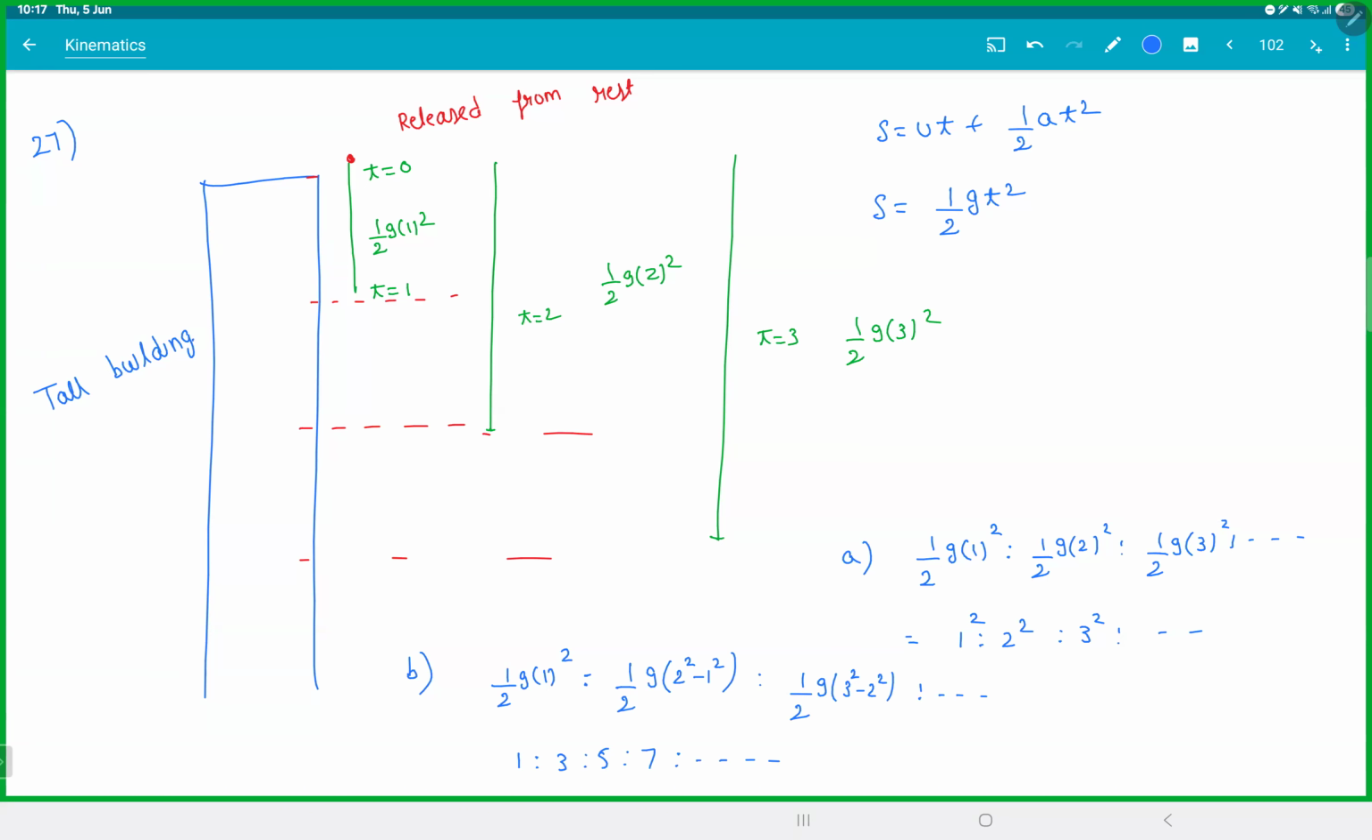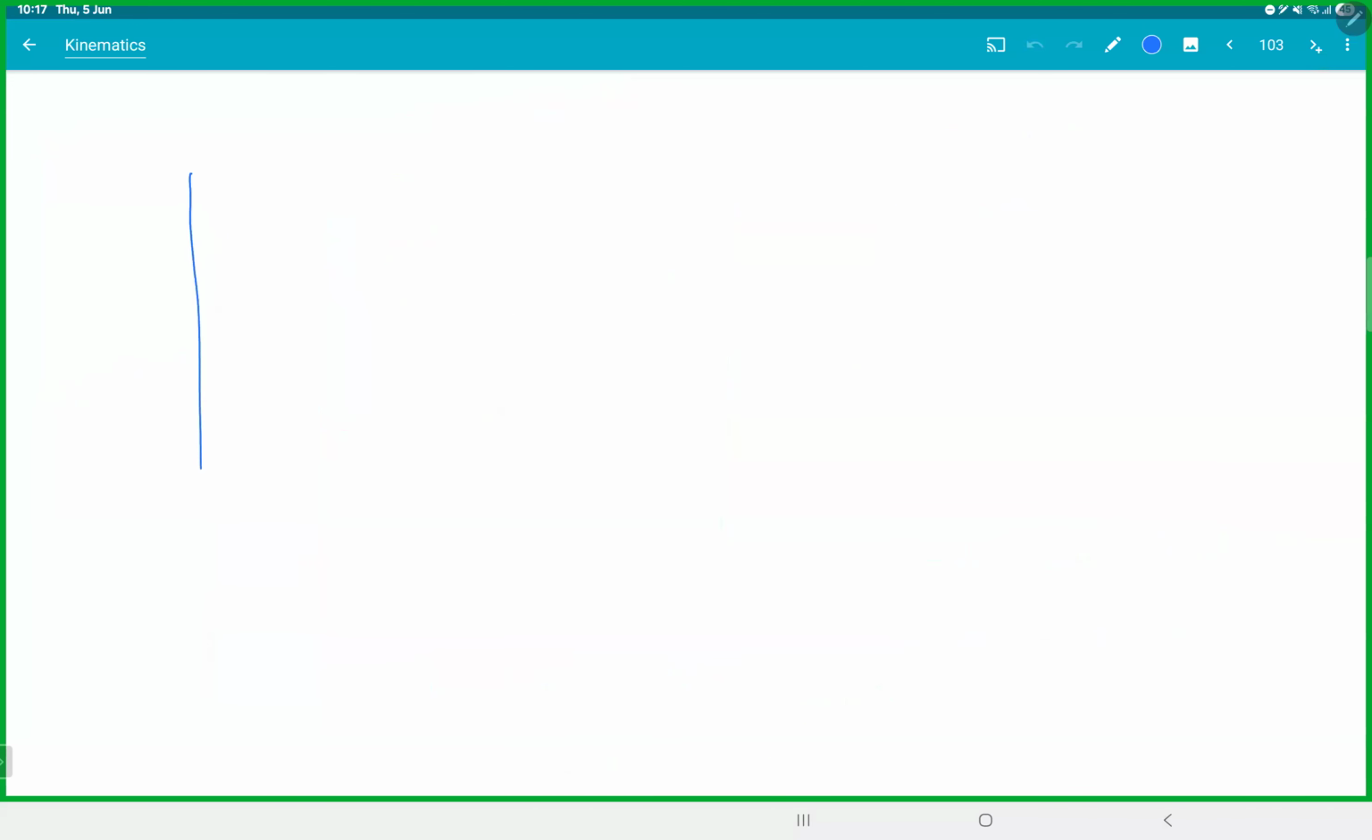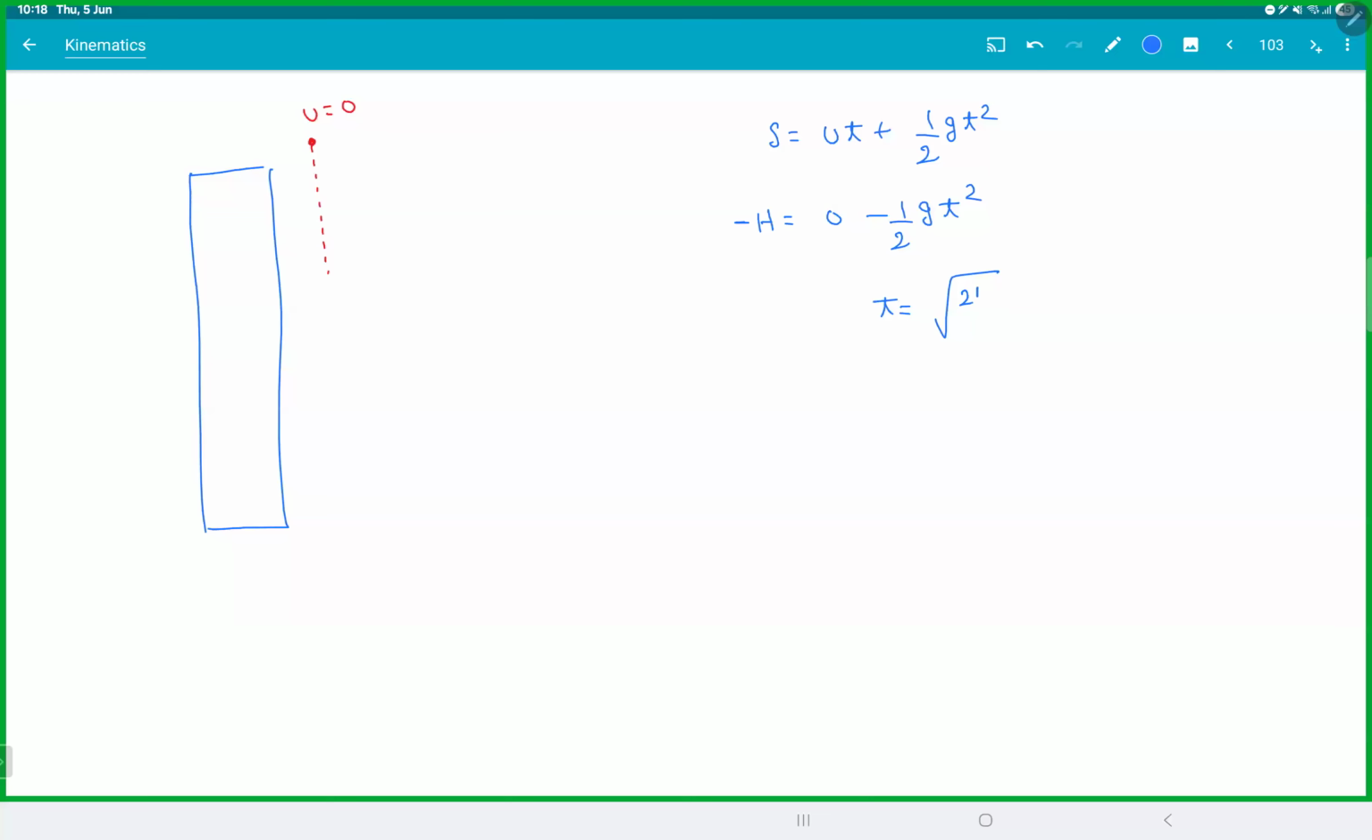Right, Utsav. Look at the third one. If you're dropping a particle from here, u is equal to 0, right? Look at the time of flight here. We have s is equal to ut plus half at square. So this will be minus h, your falling height, 0 minus half gt square. We derived it. This is the first case. So we get time is equal to root 2h by g.